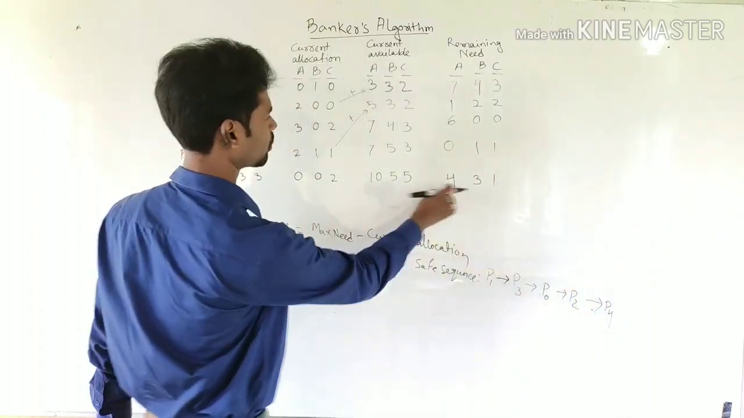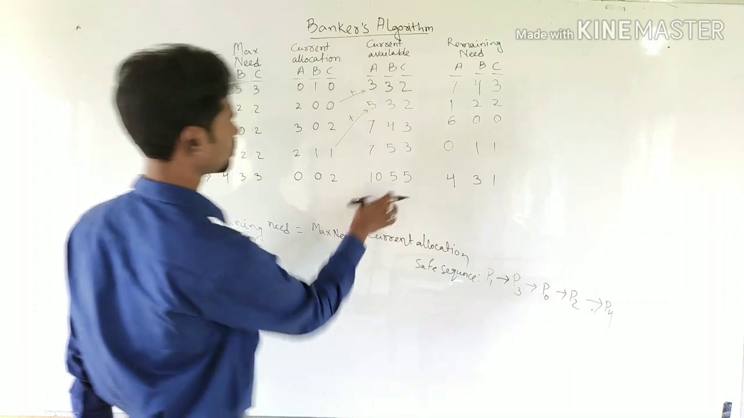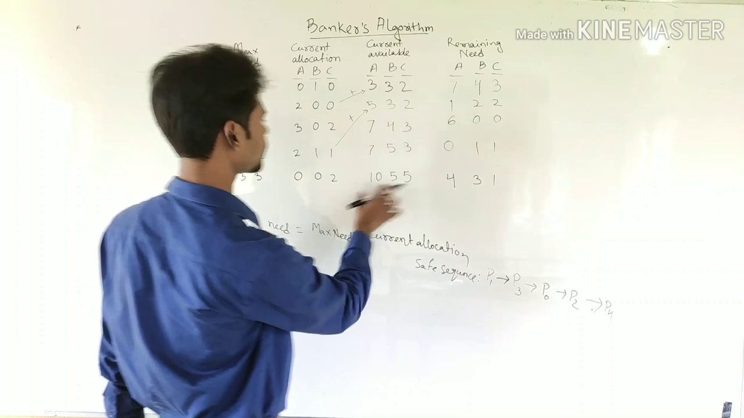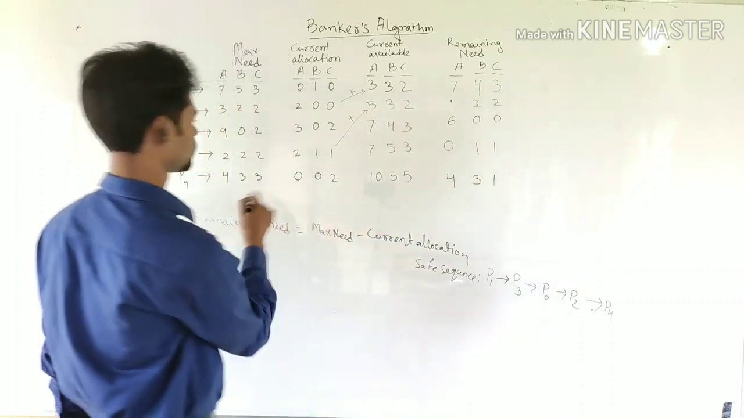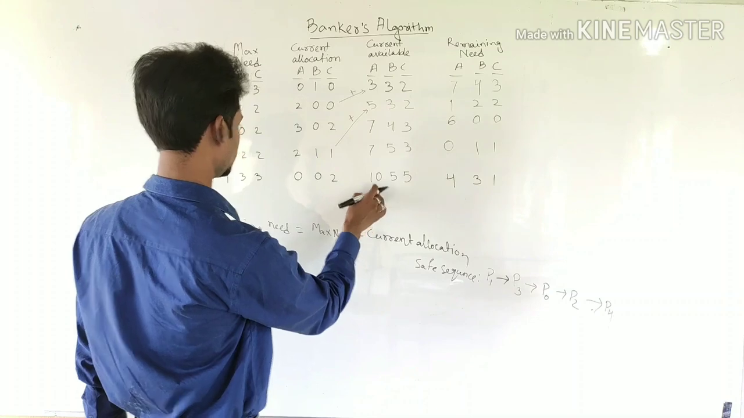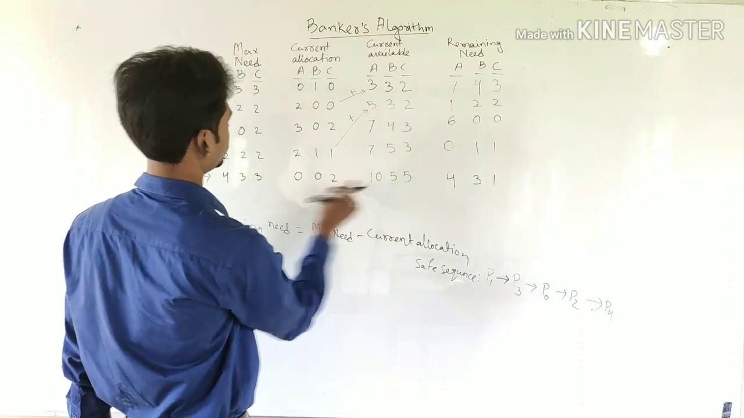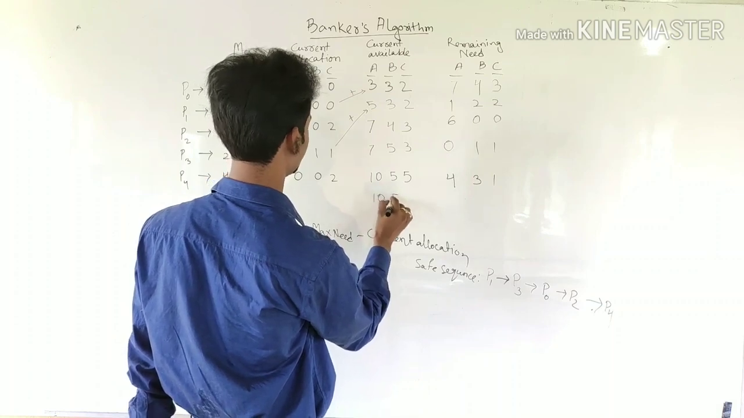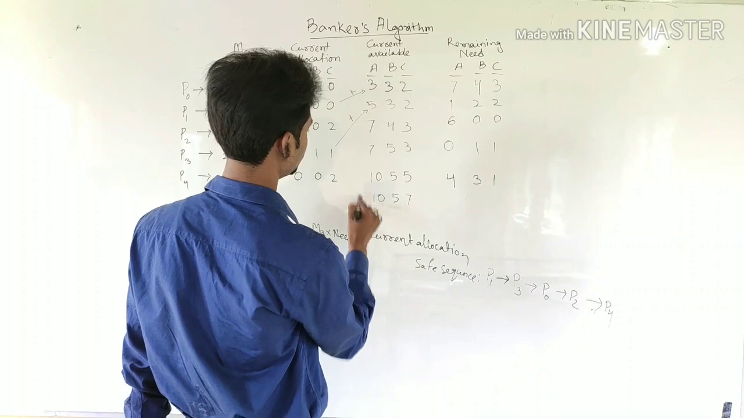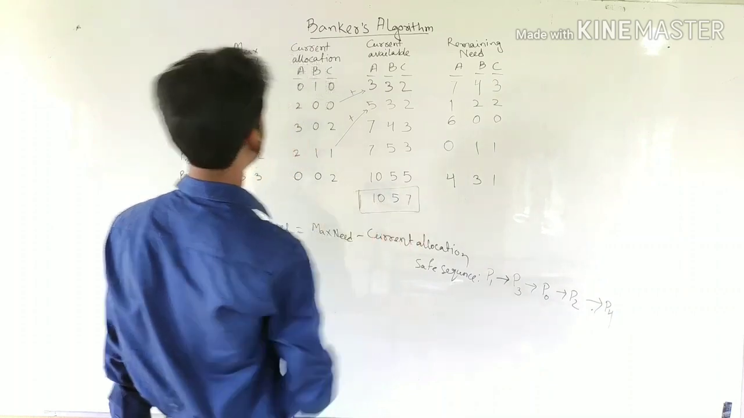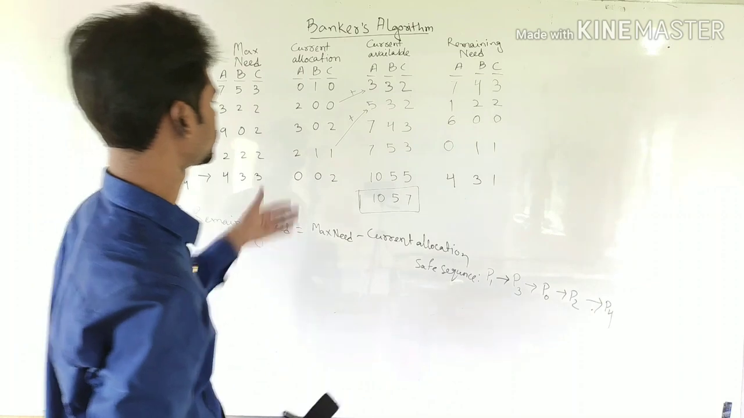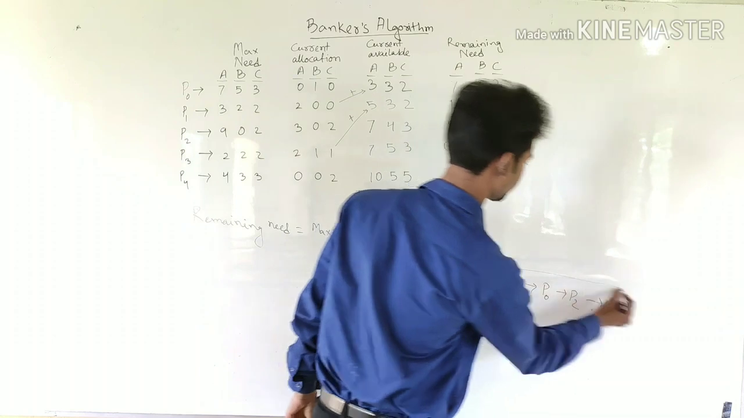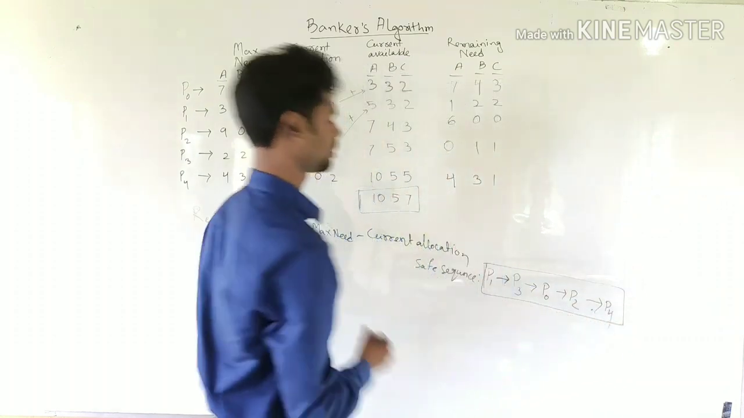So, now the remaining one is P4. For P4, 4 3 1 is requested, we have 10 5 5. So, it is sufficient and it executes. Finally, after that, the current allocation will be added. So, finally 10 5 7. So, the total resource available in the system is 10 5 7, and this is the safe sequence to avoid deadlock.